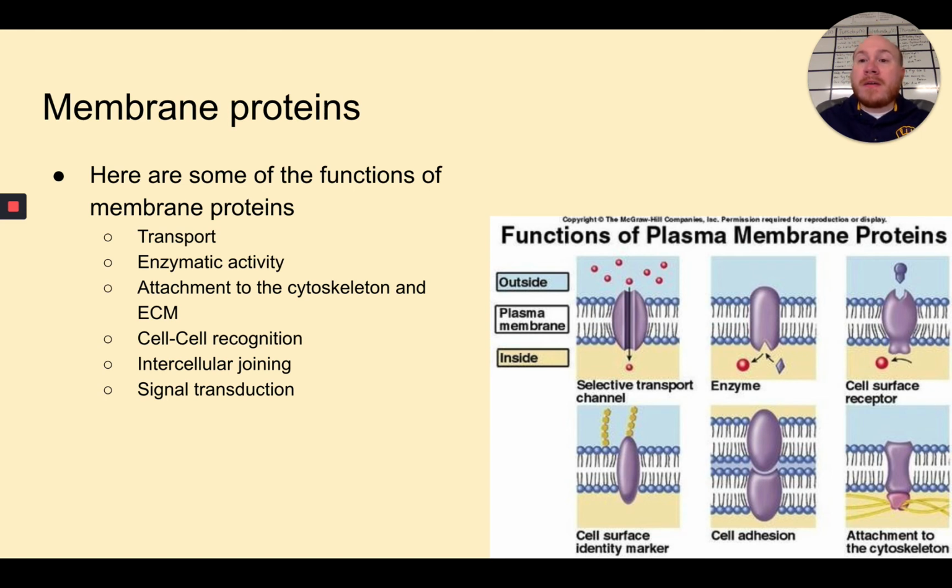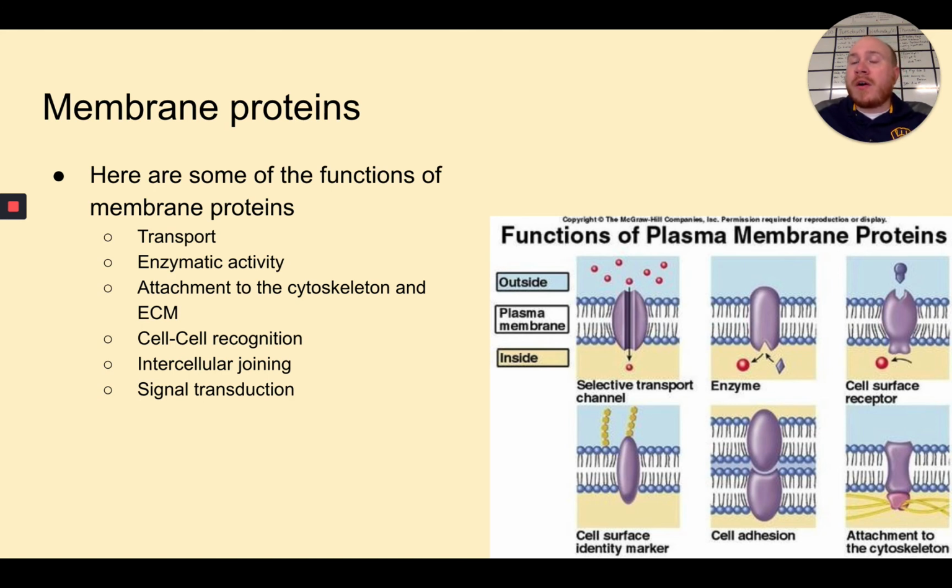There can be proteins that are attached to the cytoskeleton and the ECM, and they help hold the cell in place. They help hold organelles in place. Sometimes they help stabilize the membrane as well. There's cell-to-cell recognition, where cells can recognize other cells that belong or don't belong.